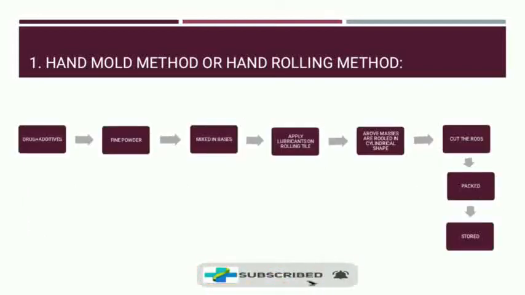Here you can see the flowchart representation of the same. Drug plus additive, then it is finely powdered, then mixed with a suitable base, then lubricant is applied on the rolling tile, then the mass is rolled into cylindrical shape, then the rods are cut, packed and stored. Getting? So this is a very simple one, the hand mold method.